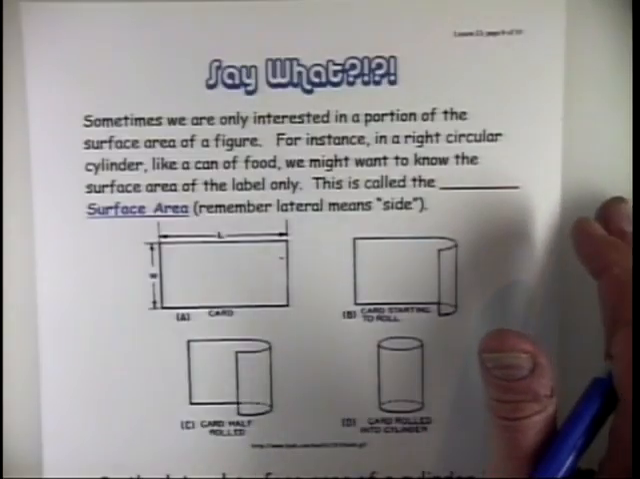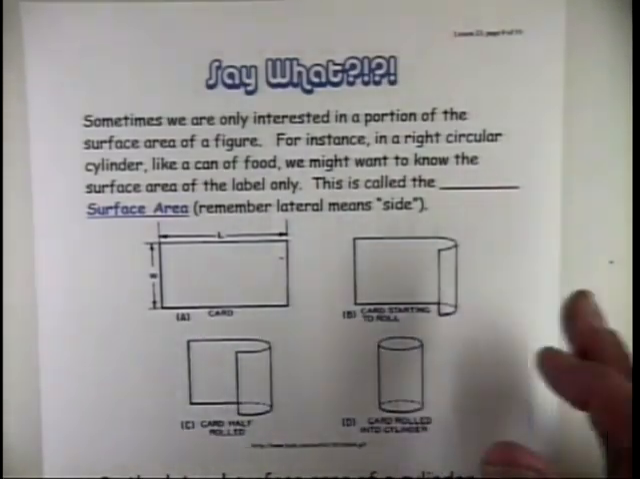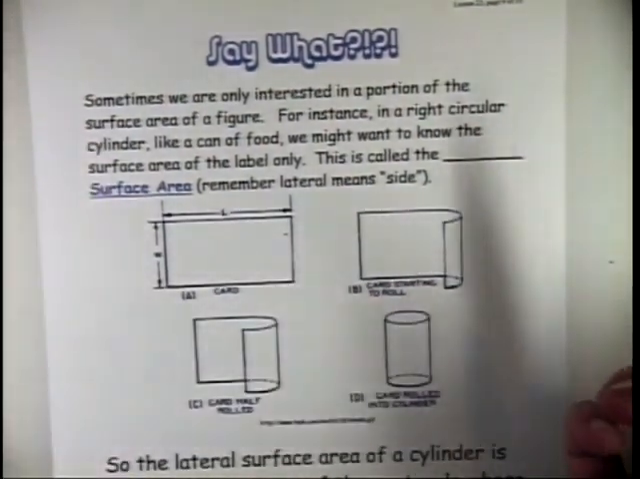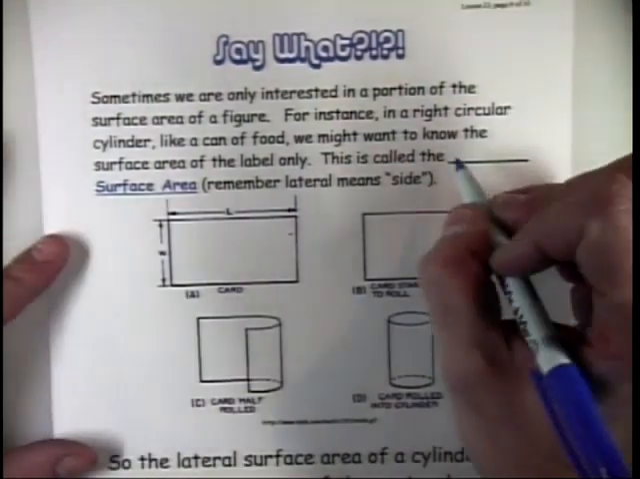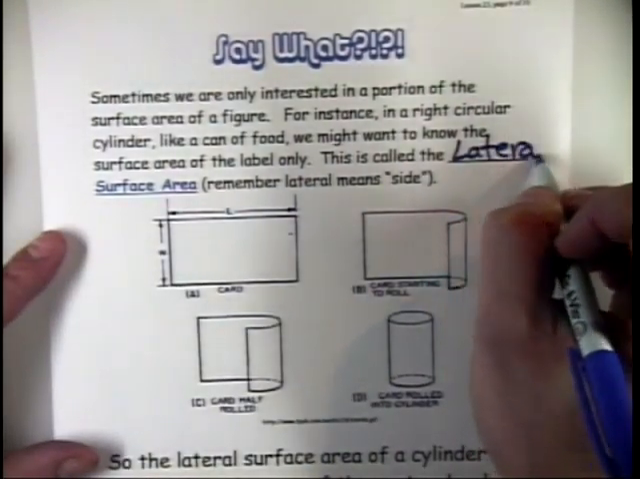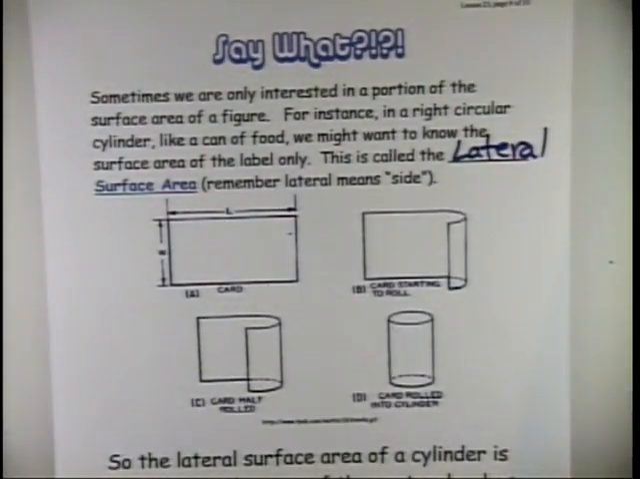Sometimes we are only interested in a portion of the surface area of a figure. For instance, in a right circular cylinder, like a can of food, we might want to know what the surface area of the label only is. This is called the lateral surface area. And remember, lateral means side.